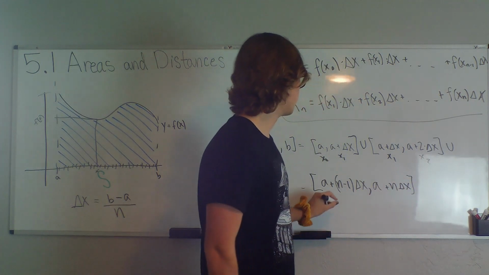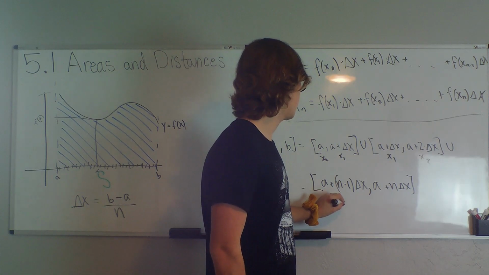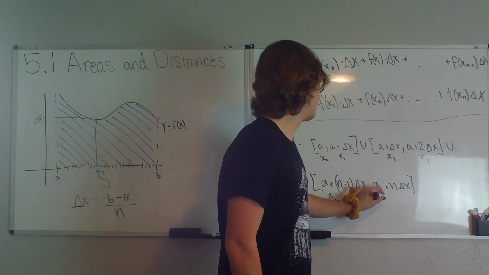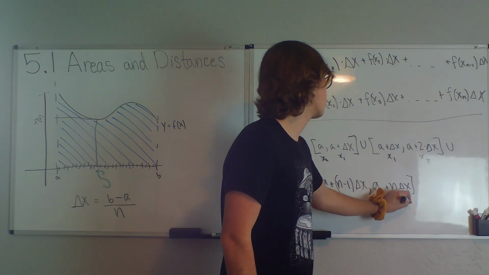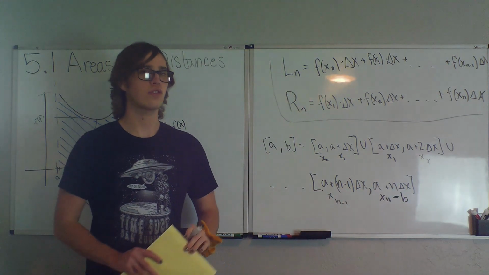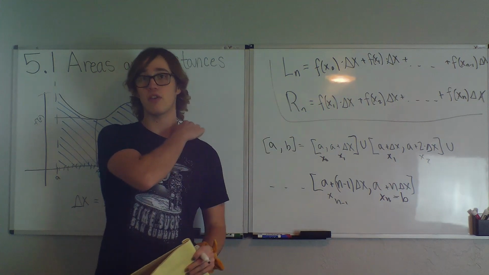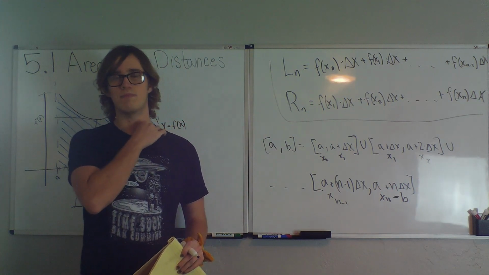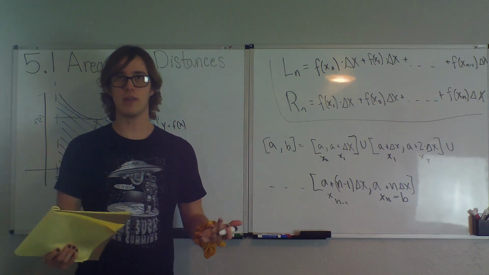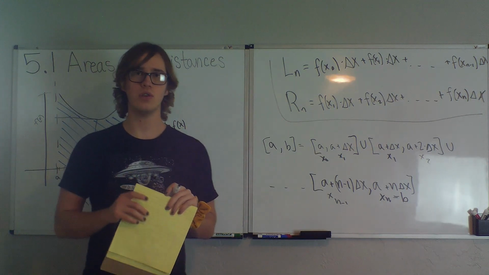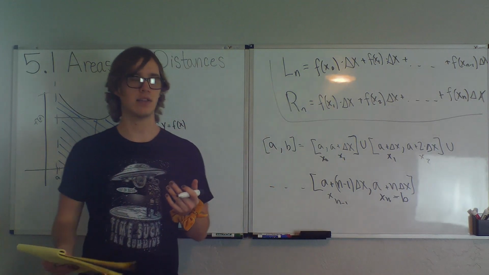And we can rewrite these as x sub n minus 1 and x sub n, which is going to be equal to our b. And so this is how we break our intervals up into our widths. So this is how we get n amounts of widths. And now all you have to do is multiply it by the heights.